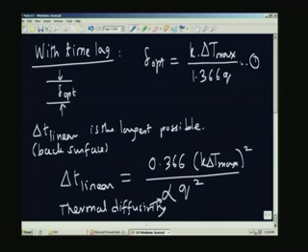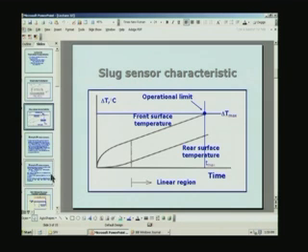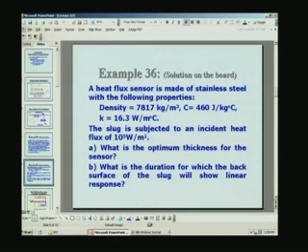Again, a very simple problem can tell us what is going on. So, I will just go to the problem, example 36. We have a heat flux sensor which is made of stainless steel in this case, and the properties of stainless steel are also specified here. Density is 7817 kilograms per cubic meter, specific heat is 460 joules per kilogram degree Celsius, and the thermal conductivity is 16.3 watts per meter degrees Celsius.